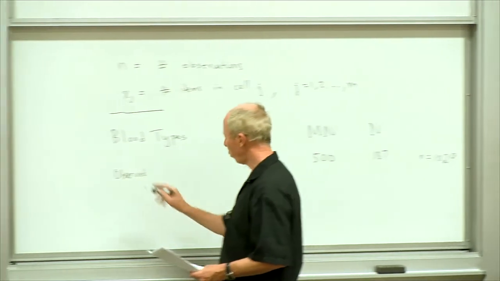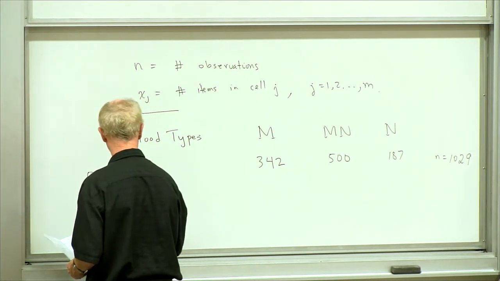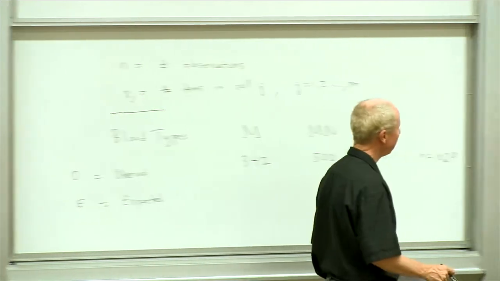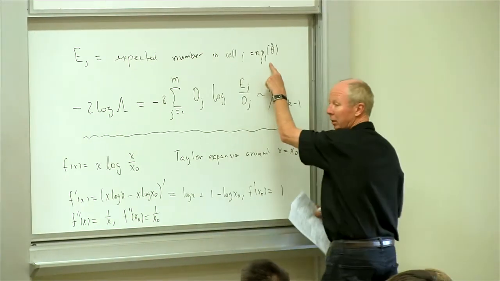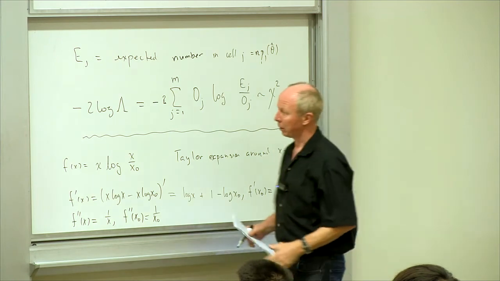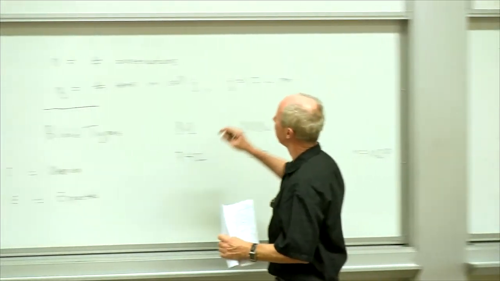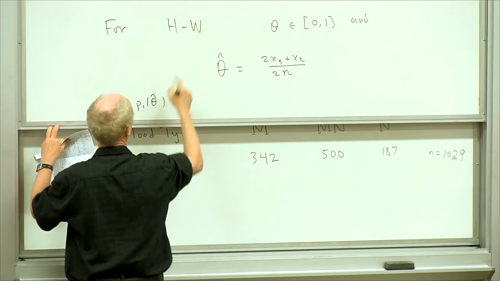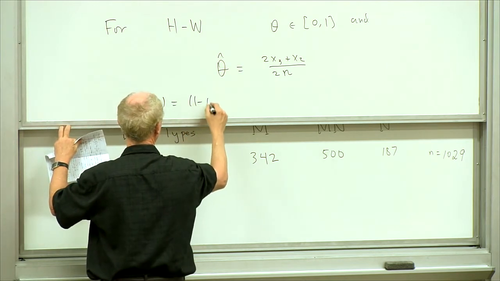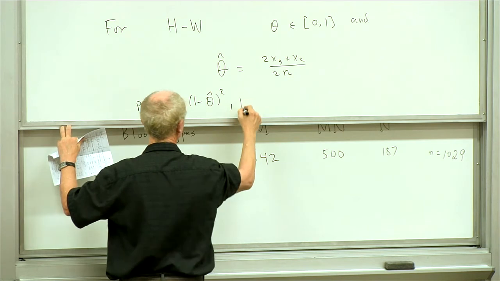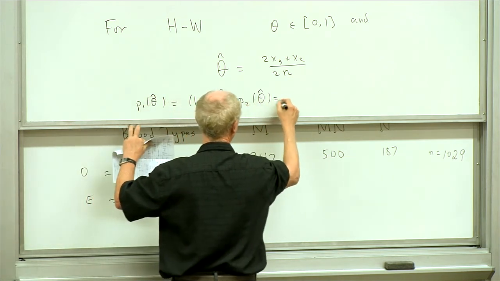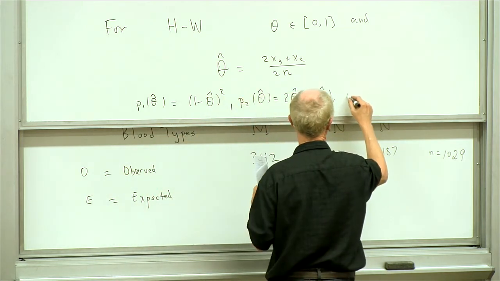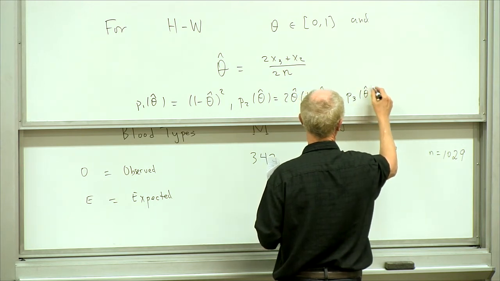The expected, this is O, E equal expected counts. Now what would the expected counts be? Well, the expected counts are n times the Pj of theta hats. So what are the Pj theta hats? Well, if this is theta hat, what's P1 of theta hat for this model of the Hardy-Weinberg? There'd be (1 minus theta hat) squared, right? P2 of theta hat is twice theta hat, (1 minus theta hat). And P3 of theta hat is theta hat squared.